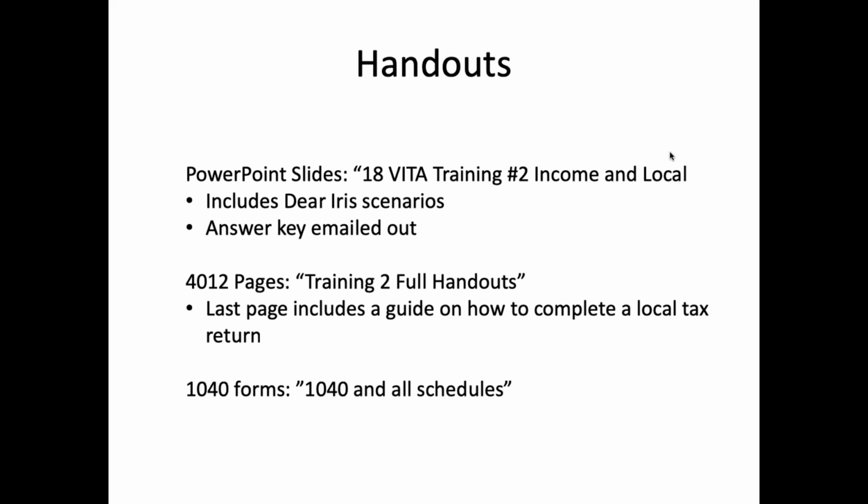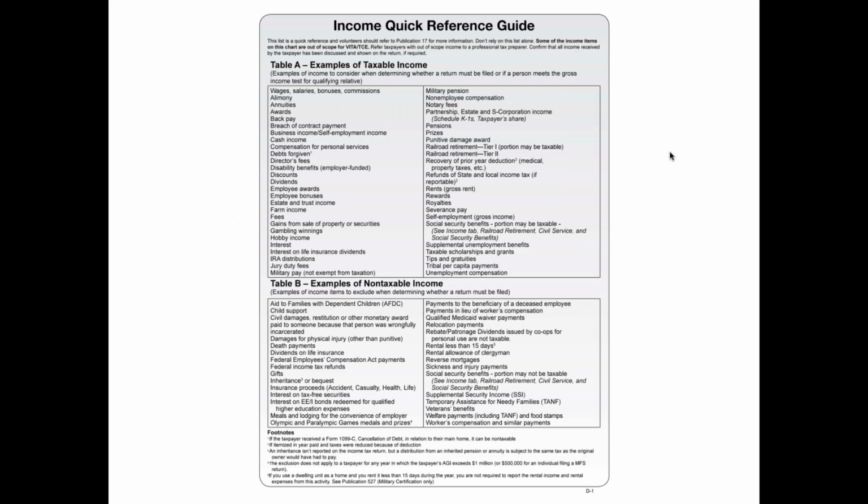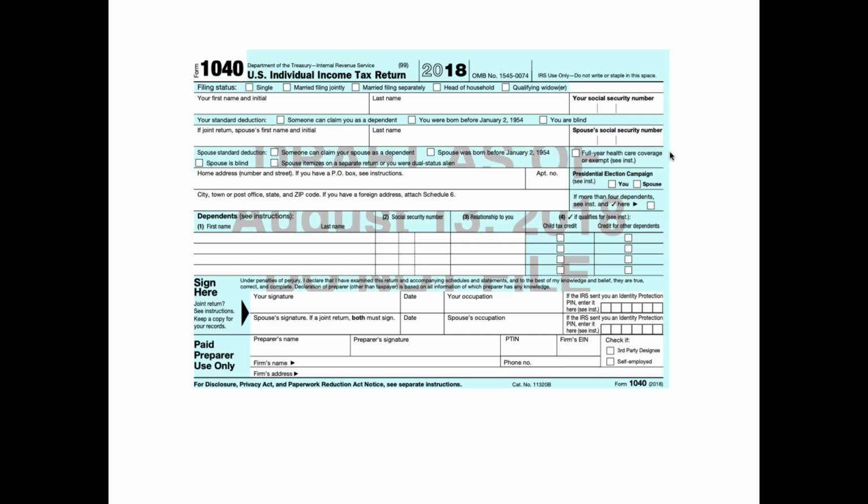In that same packet, the last page is going to be a guide on how to complete a local tax return. And then the last attachment is going to be the 1040 forms, which is labeled as 1040 in all schedules. So at one point in this training, we will reference the 1040 and talk through that form and the changes that are on that form. This is a shot of the 4012 page handout. This is the first page in that handout. And then this is the first page in the 1040 handout. So hopefully you have those three handouts with you.